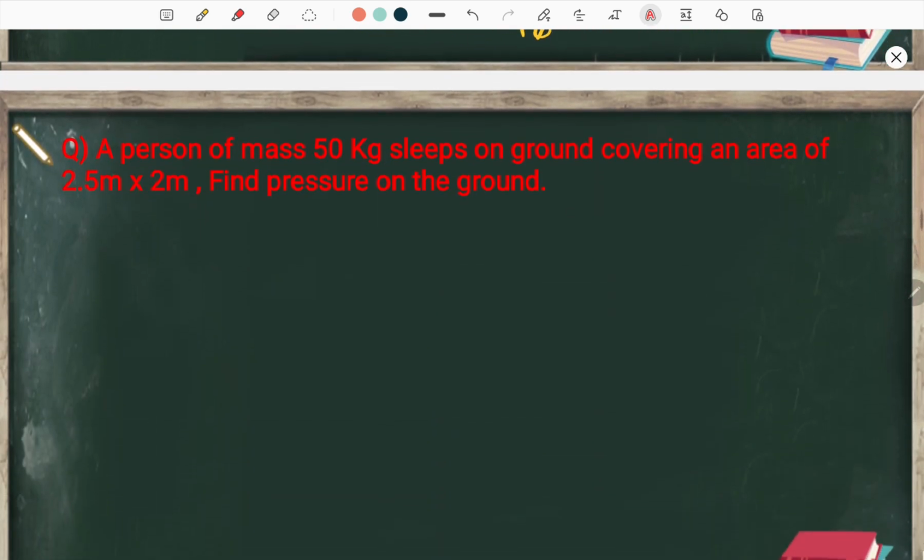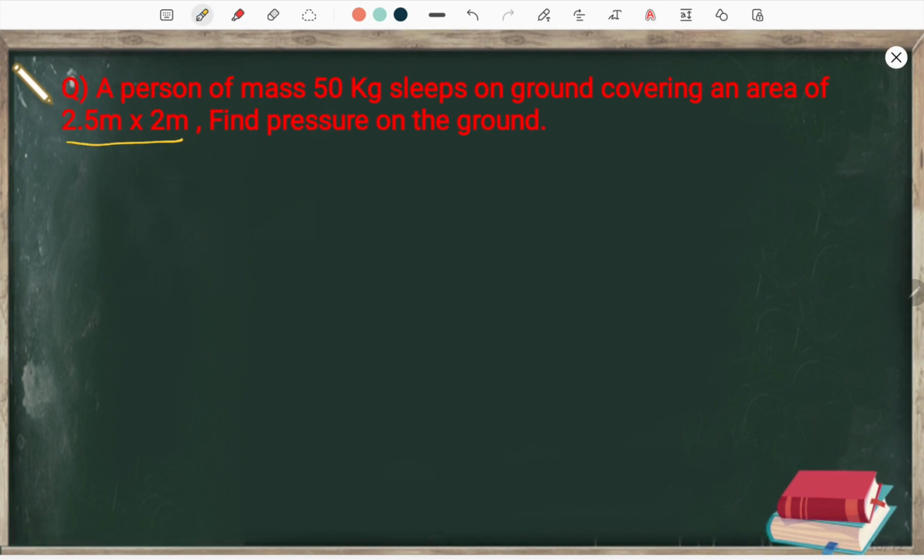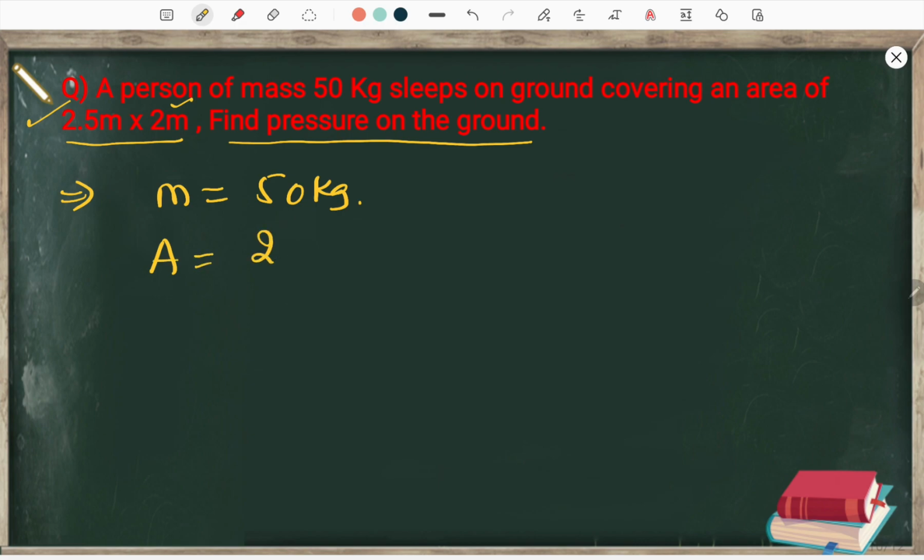The question goes like this. A person of mass 50 kg sleeps on the ground covering an area of 2.5 meter into 2 meter. What do I mean by 2.5 into 2 meter? You can easily find out this area: length is 2.5 meter and breadth is 2 meter. Now they are asking about the pressure on the ground. The mass of this person is 50 kg, and he is covering an area of 2.5 into 2, that is 5 meter square.